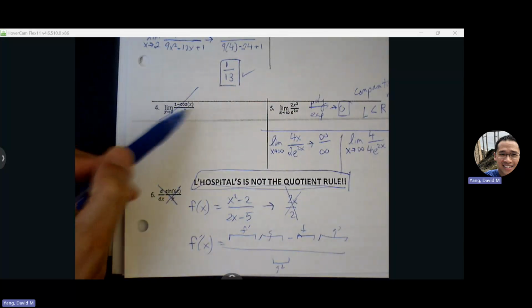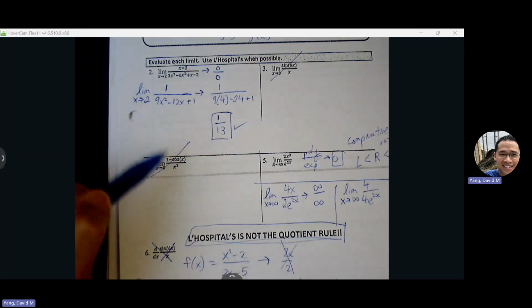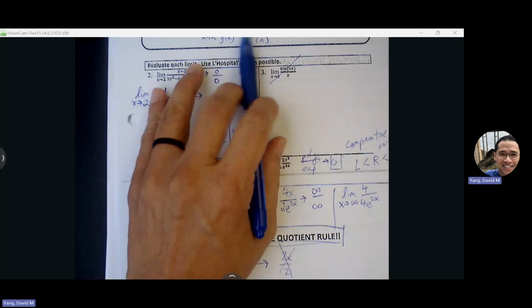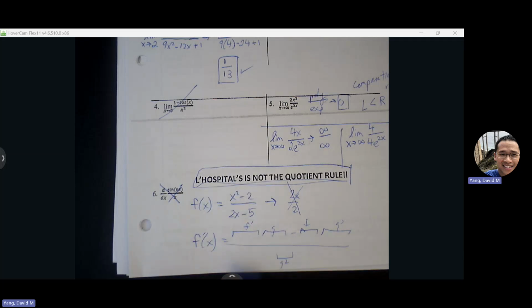L'Hopital's rule is great in a limit problem, from a limit perspective, where we can do the derivative of top and bottom separately if we get 0 over 0. But if we're just asking for the derivative of a function, we still have to go through the quotient rule if there's a numerator and denominator.